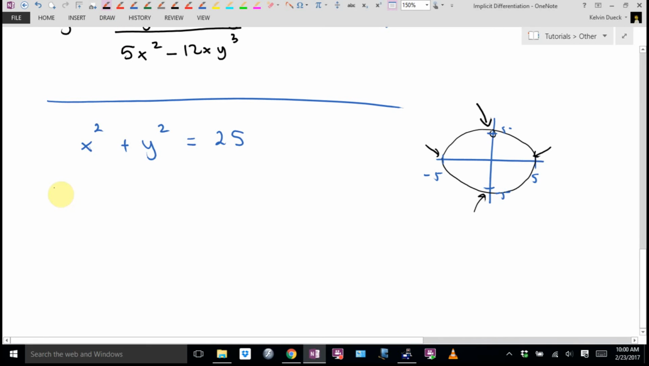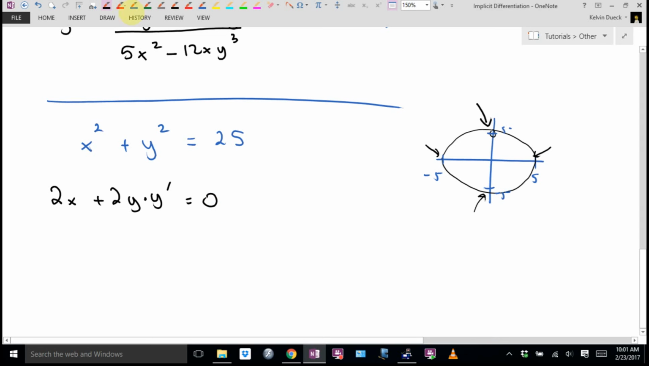Again, it's technically 2x times x prime, but what's the derivative of x? So we never bother writing that, but you were always doing the chain rule. You always were. Plus, what's the derivative of y squared? It's going to be 2y times y prime, and the derivative of y prime is not 1, it's y prime. What's the derivative of 25? Cool.